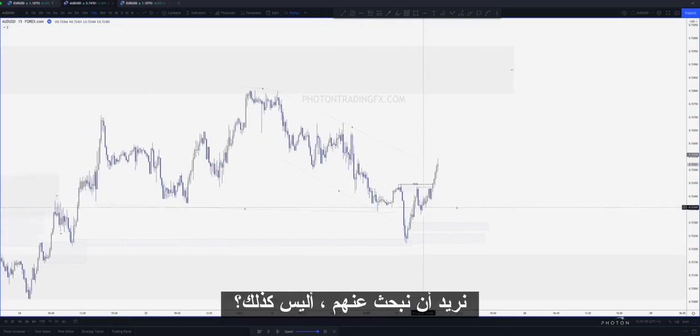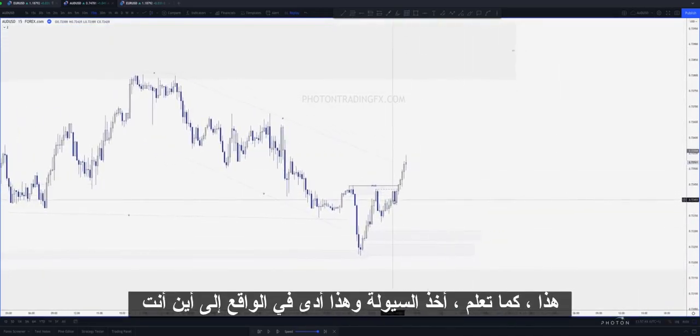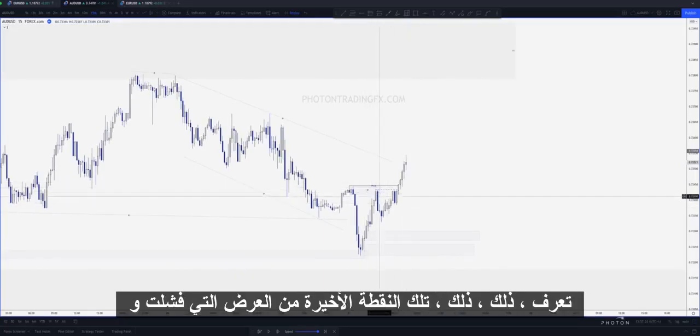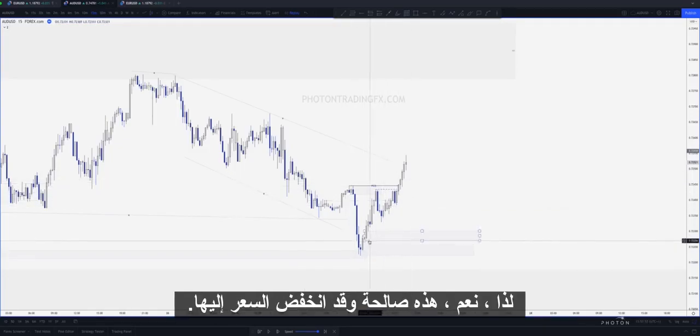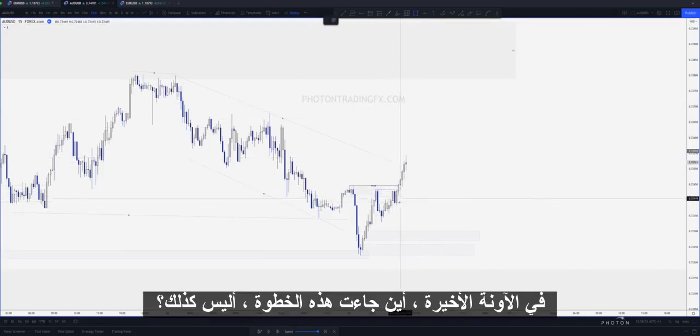We want to look for ones, right, that took liquidity, and that actually led to that flip, that last point of supply that failed, and where we got that trend change. So yes, these are valid, and if price came down to here, I would definitely be more than keen to look at them. But I want to concentrate on more recently where that move came in, right?